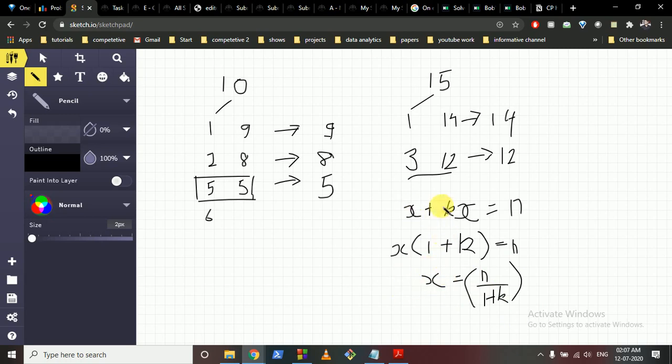Then if I find x, I can easily find k plus x, which is another factor, because I know n. If I know x, I can subtract n minus x, and that's the next number. So it means that I have to find a factor of n such that it can divide this n.